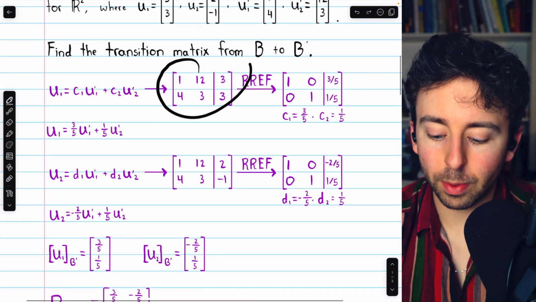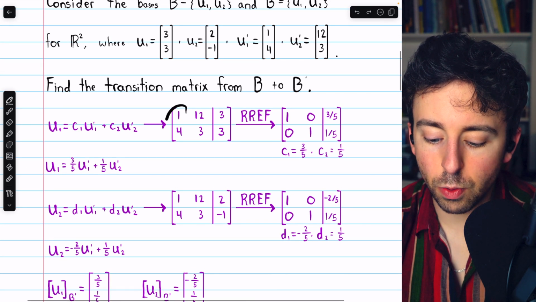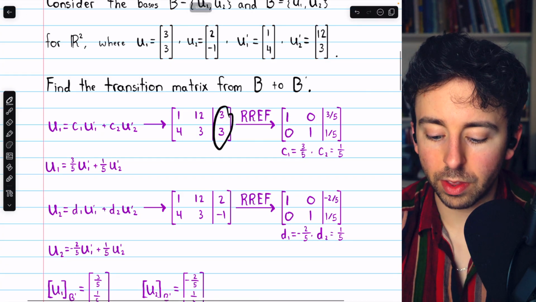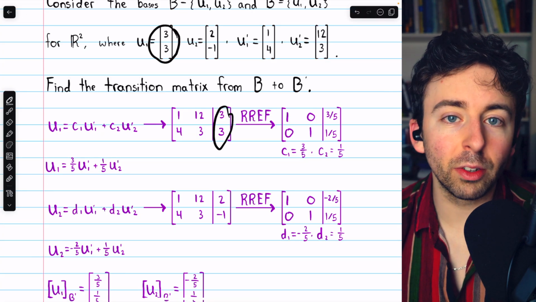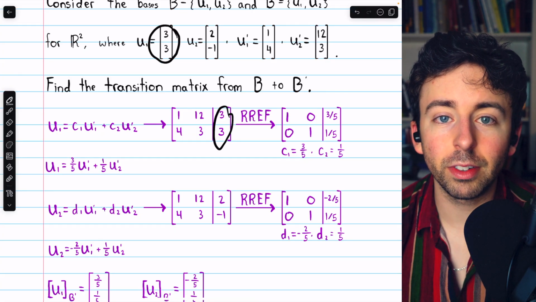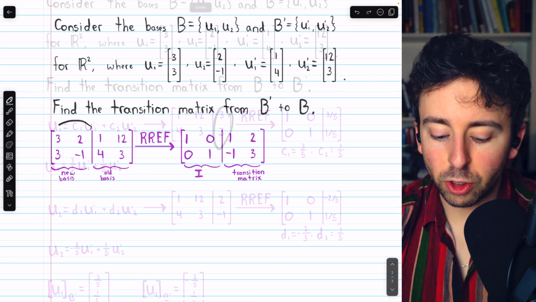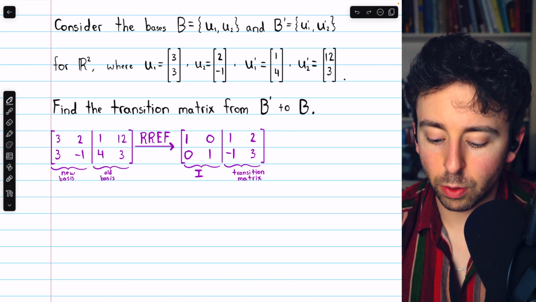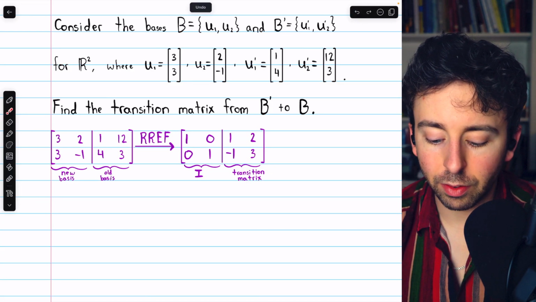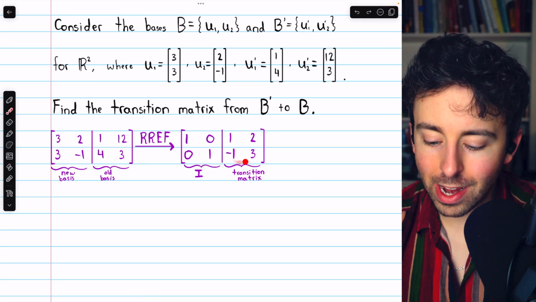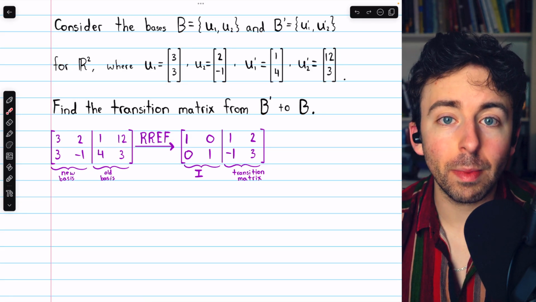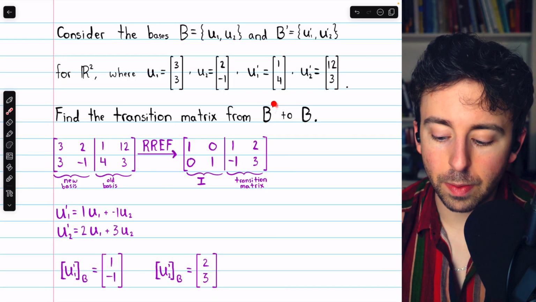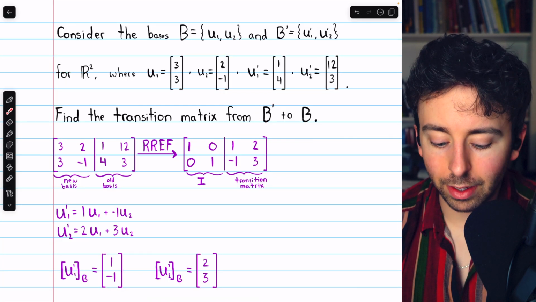If you look at this example from before, we have the new basis vectors on the left, and then on the right, we have one of the old basis vectors. But we might as well combine both of the old basis vectors into a single augmented matrix. That's what you see here, and then we perform Gauss-Jordan elimination, and we arrive at this reduced row echelon form. On the left, we have the identity, and on the right, we actually just have the transition matrix. This tells us exactly how to express the old basis vectors from B prime relative to the new basis B.